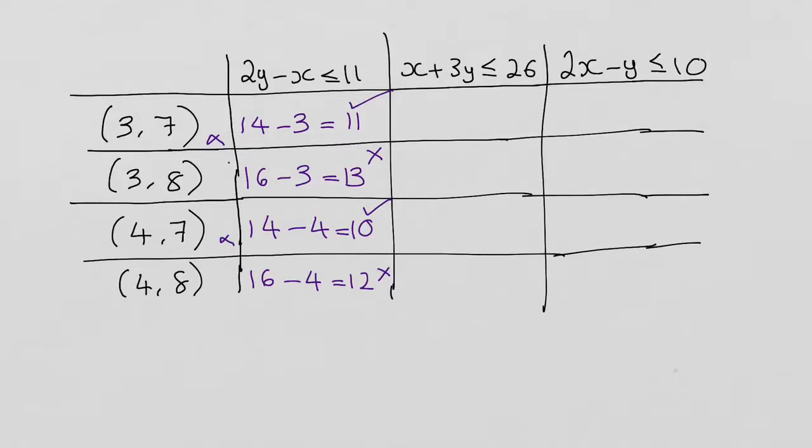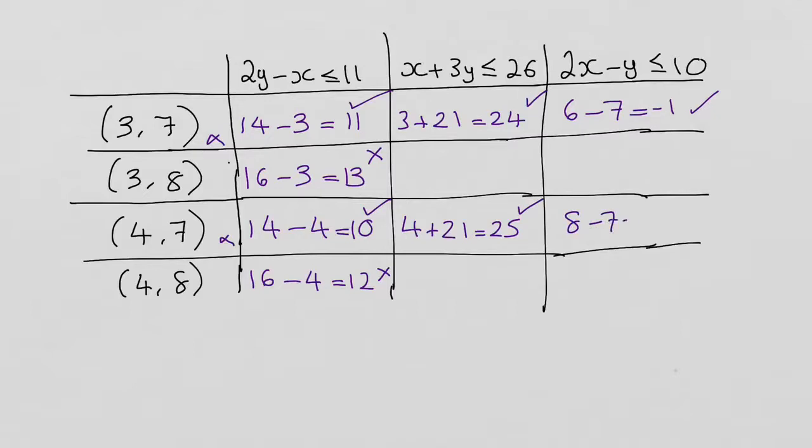So I move on to the second inequality. If I substitute 3, 7 in, I get 3 plus 21 equals 24. So that one works. If I do it for 4, 7, 4 plus 21 equals 25. That one also works. I move on to the third inequality. I get 6 take away 7. Well, I know it's negative, but it still works. And 8 take away 7. Yes, that one works too. So actually either of these 2 work.